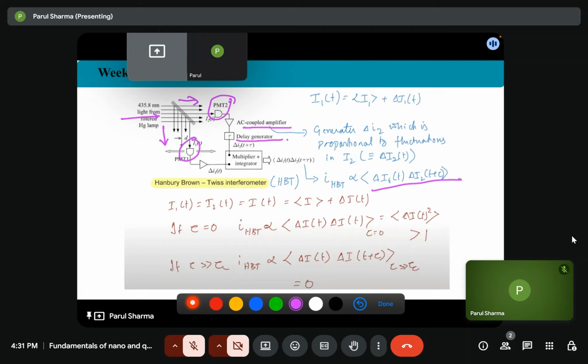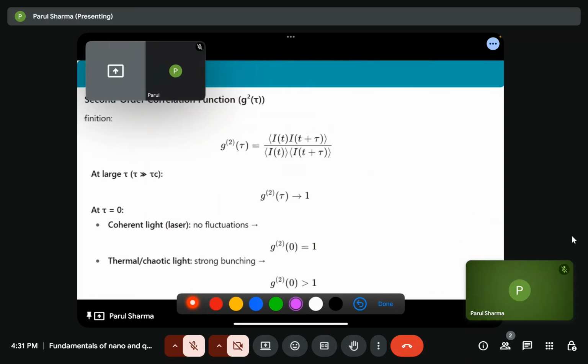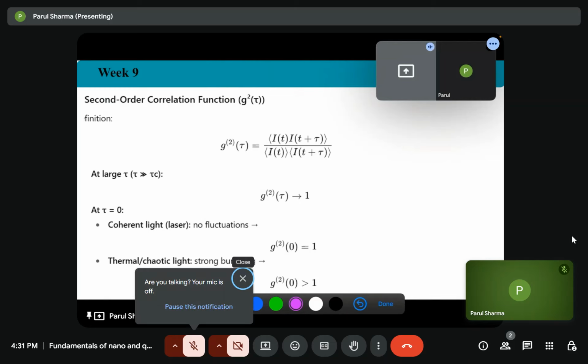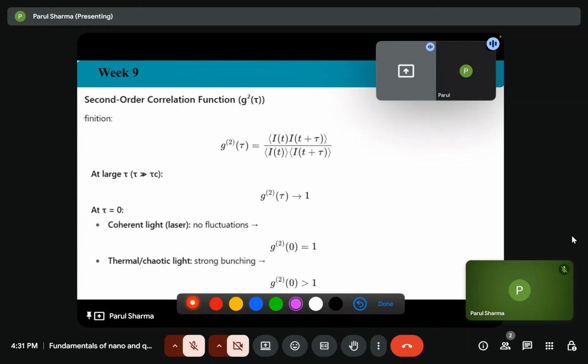So if tau is equal to 0, it will be proportional to this one, and the output of this HBT is given by this. Now the second order correlation function G2 of tau. What is the definition? G2 of tau is defined for monochromatic light waves. It is defined by the intensity at time t and the intensity at time t plus tau, upon the product of the individual averages of I(t) and I(t plus tau).